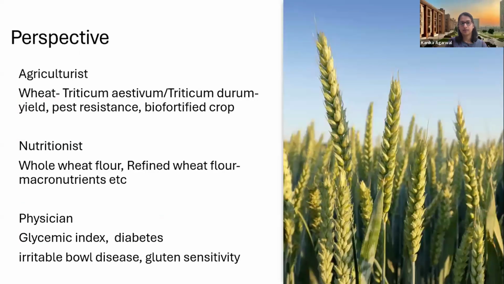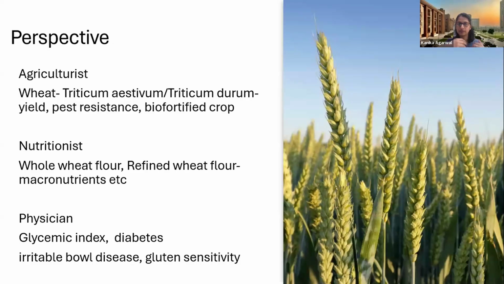So if we have 3 experts sitting in different fields, an agricultural expert would say, this is wheat, and they look at the variety of wheat, the yield of wheat, the pest resistance of that wheat. They might be interested in whether it is a biofortified crop. While a nutritionist might think of wheat in terms of, is it a whole wheat flour? Is it a refined wheat flour? What is the macronutrient content? What are the micronutrients? Is there any fiber in it? Is the bran there? Has the husk been removed? How is it being removed? How is it being polished or processed?